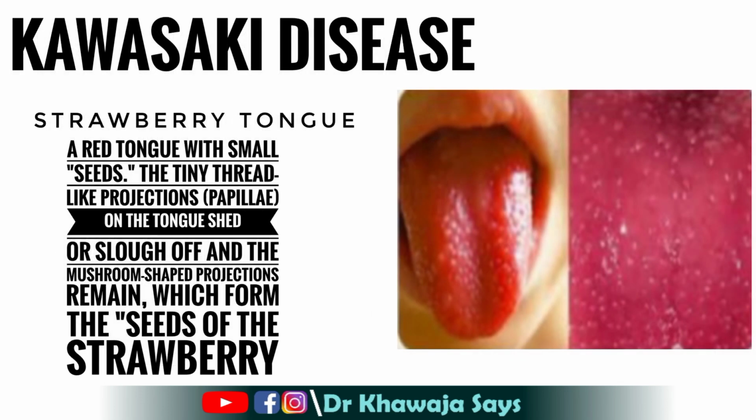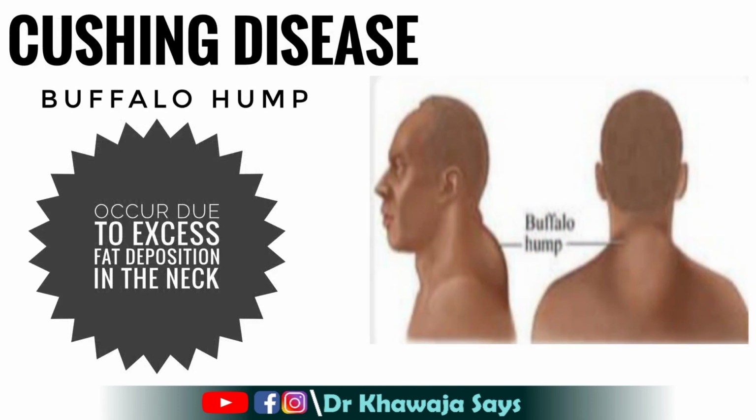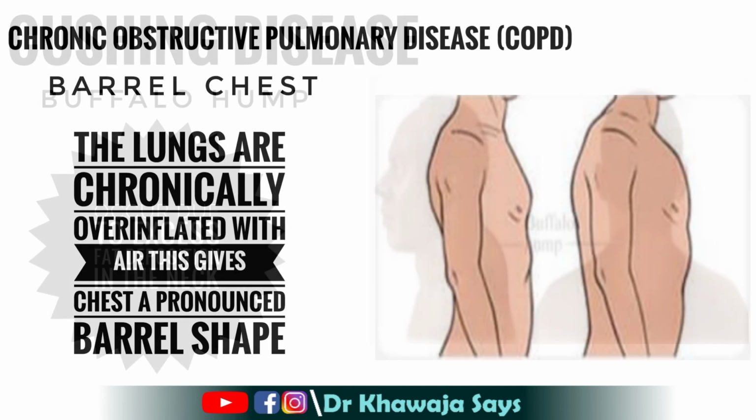Kawasaki disease. Strawberry tongue. Red tongue with small seeds. The tiny thread-like projections on the tongue shed or slough off, and the mushroom-shaped projections remain, which form the seeds of the strawberry. Cushing disease. Buffalo hump. Caused by excess fat deposition in neck.